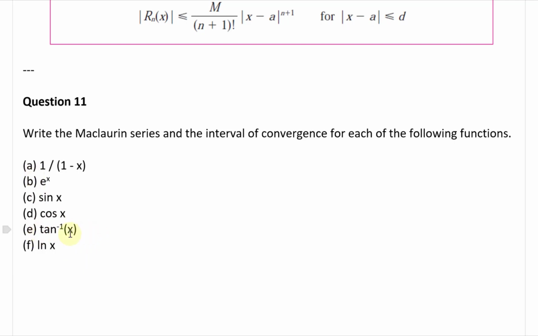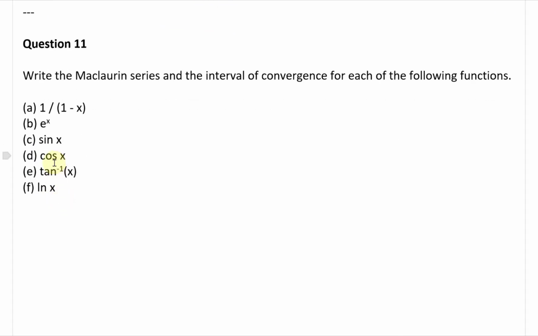So anyways, this inverse tan of x there. Part A is 1 over 1 minus x. Part B is e to the x. C is sine x. D is cos x. And then E is inverse tan of x, or the arctan of x. And then F is ln x.